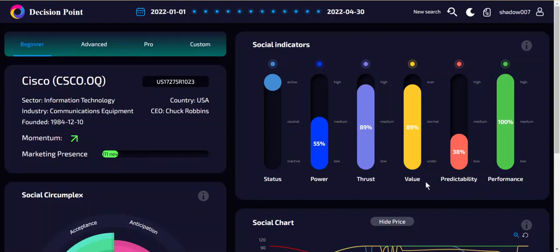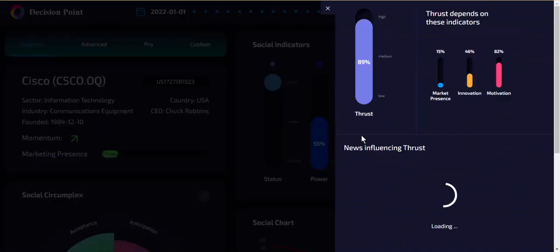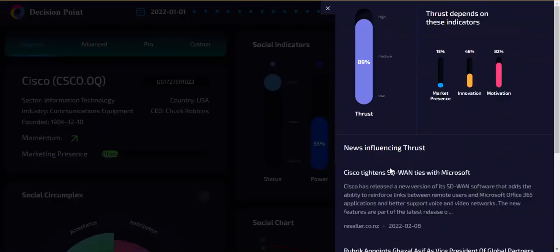Well, here we go. We're there. So what it's doing is, you have your social indicators: status is active, power is rated at 55, thrust is an 89. And what do all of these different things mean? What is thrust? Thrust depends on these indicators: market presence, innovation, and motivation, right? Motivation is set at 82, which is very good. Innovation is 46.